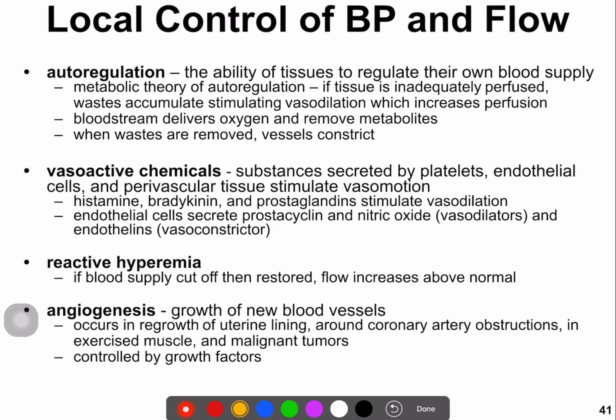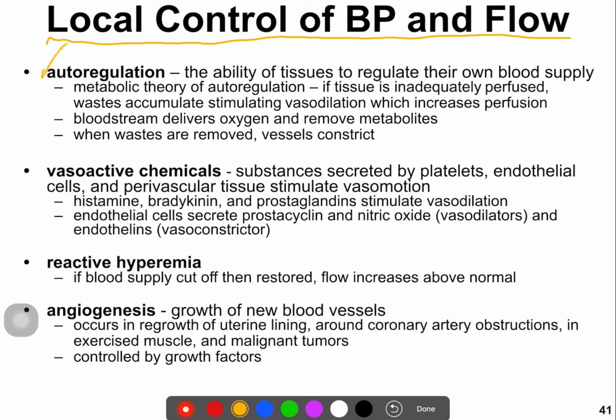So let's quickly look at local control. We're often talking about autoregulation. And what is autoregulation? Well, it's the ability of a tissue to basically look after its own metabolic needs, in this case, to regulate its own blood supply.